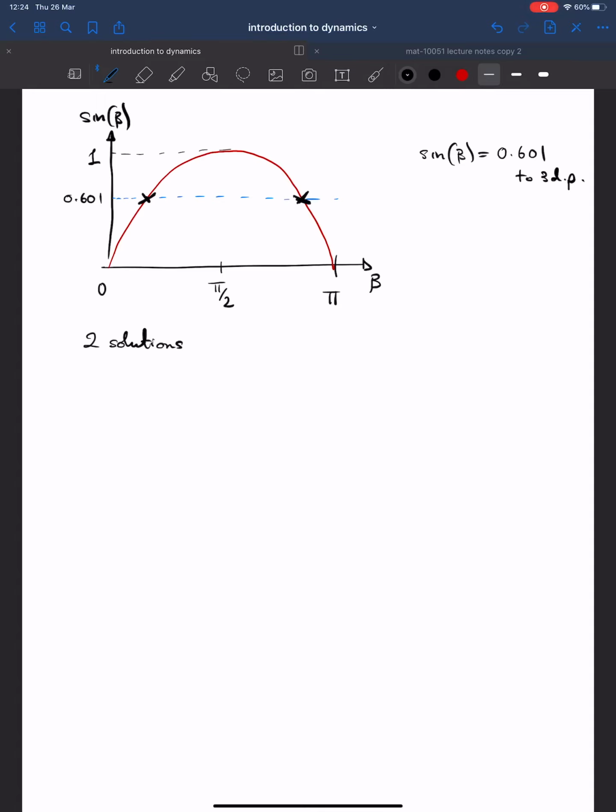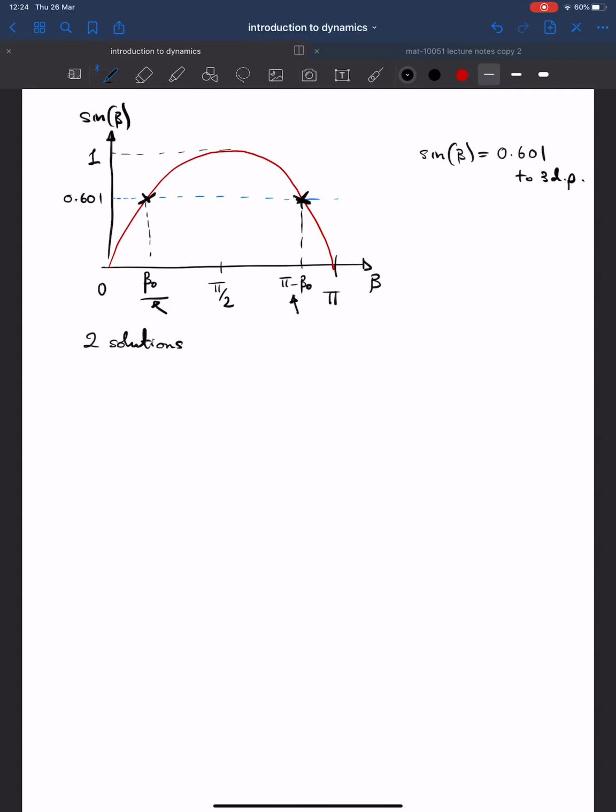And so if we know this, the first solution, beta 0, then we know this one simply by symmetry, because this will be pi minus beta 0. And that's it. Okay, so your calculator will give you this, and then you have to do some groundwork and get the second one.